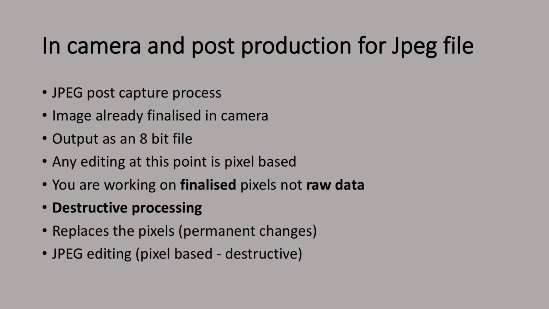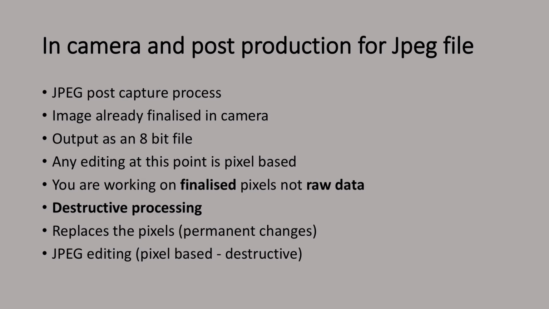When editing a JPEG file, remember that the processing has already been finalised in camera. So when you want to apply changes to a JPEG file, that is, any post-production or amendments to the file, this is known as pixel-based editing. So you're making further changes to the decisions that the camera software has already made in an attempt to customise your image. One of the biggest problems with this is that each change you make is final. So every change you make to a JPEG file, you're actually replacing and deleting pixels. These decisions are final and cannot be undone.